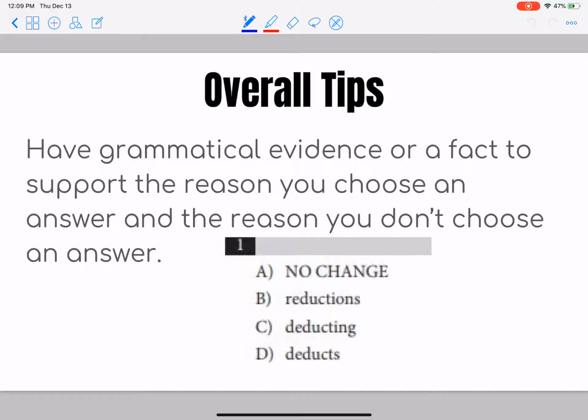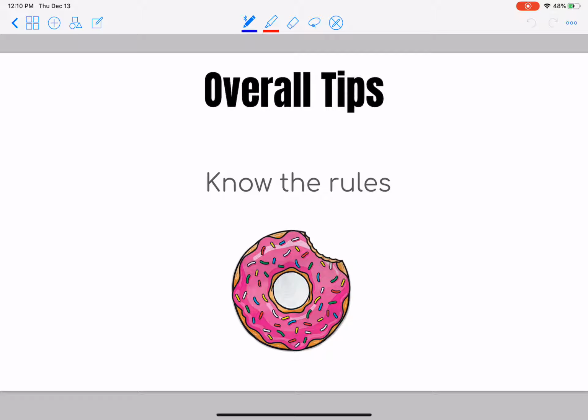You have to have evidence. You have to tell yourself, okay, it's C because deduct means this, and that's what the paragraph is trying to say. You can't just say, oh, I think it's deduct because it just makes sense. You have to tell yourself an actual reason, okay? My next tip is you have to know the rules.